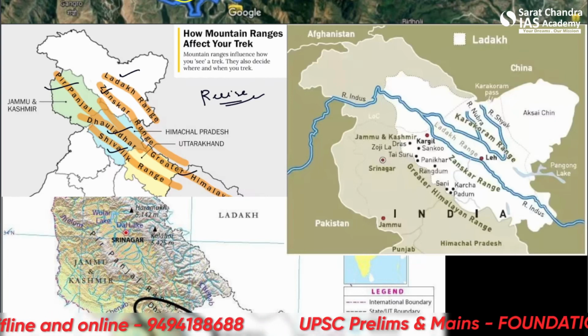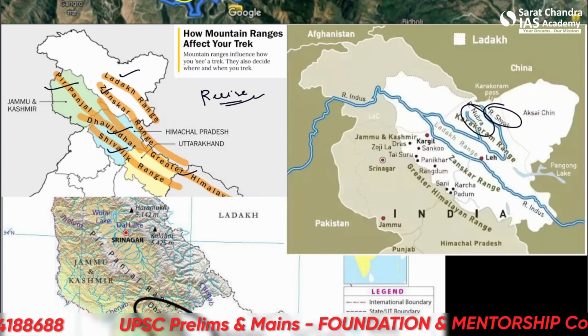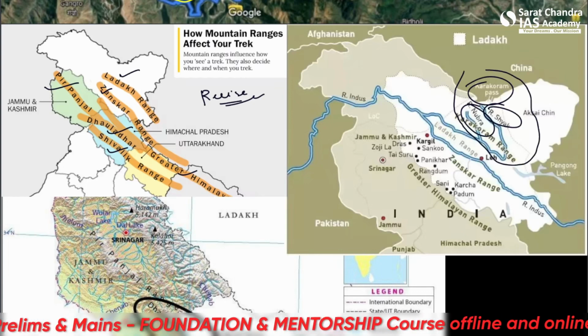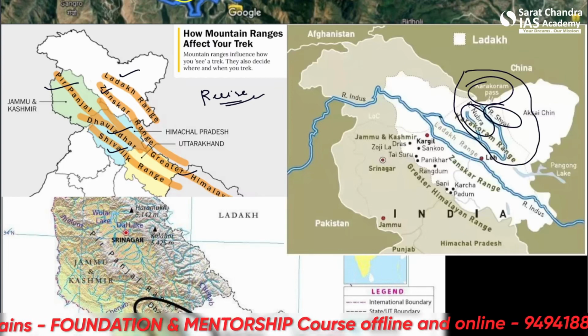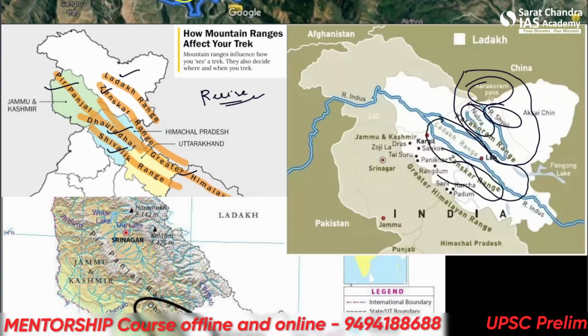Now what again we have seen: the Shyok river and the Nubra river and the Karakoram pass. So these are all in the Karakoram range. This here, this Aksai Chin, etc. This is all in the Ladakh range here. This is in the Zaskar range here.